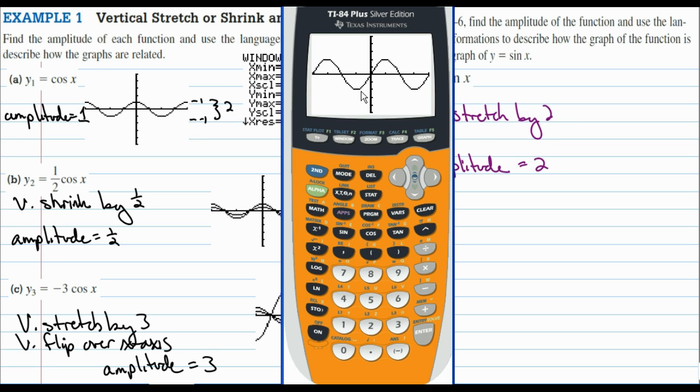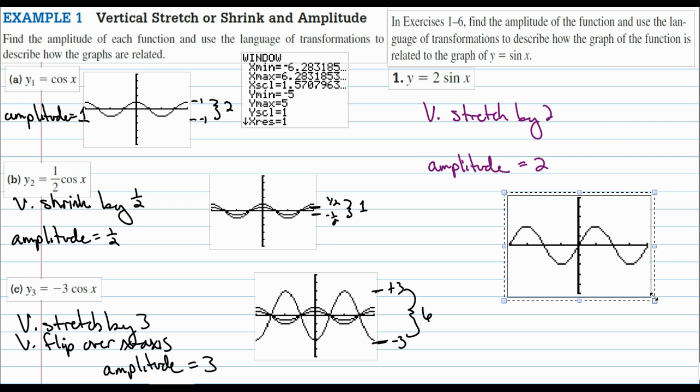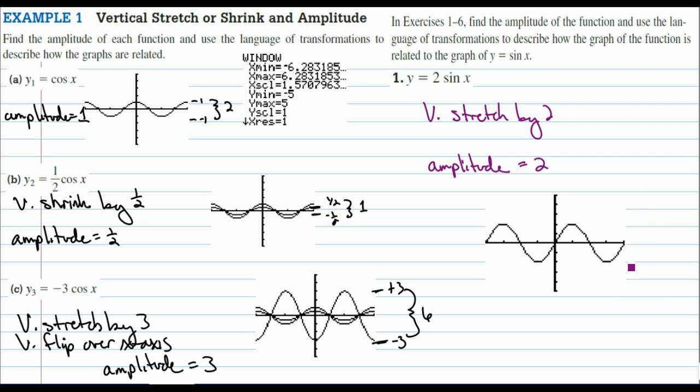Let's take a look at that. There's the graph. You can see the range goes down from -2 all the way up to +2. Therefore, that is a total span of 4 units, meaning its amplitude is half that.